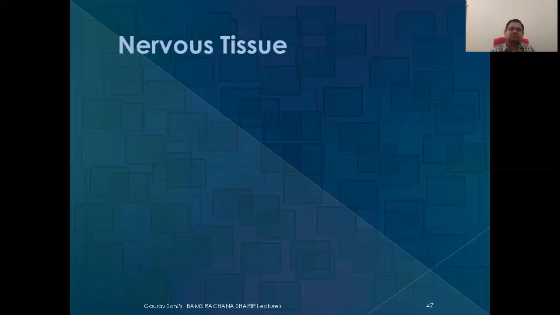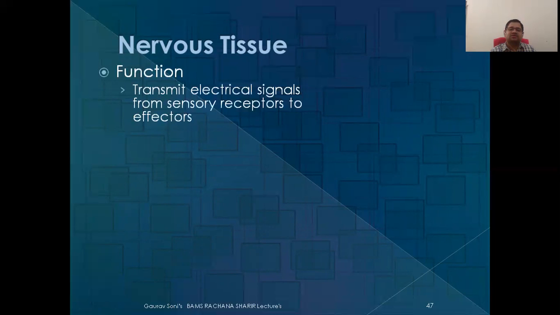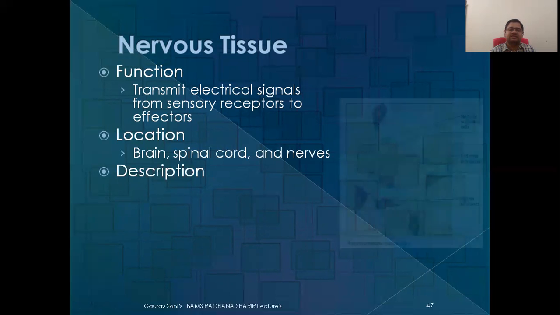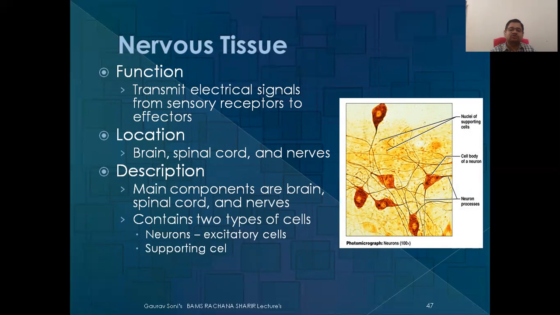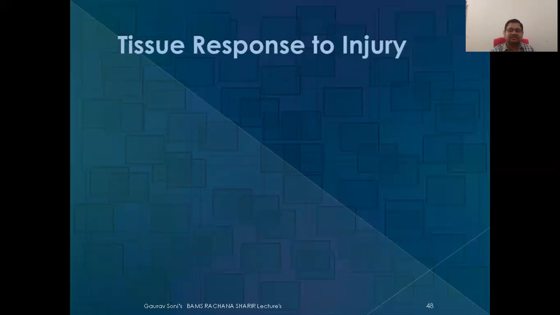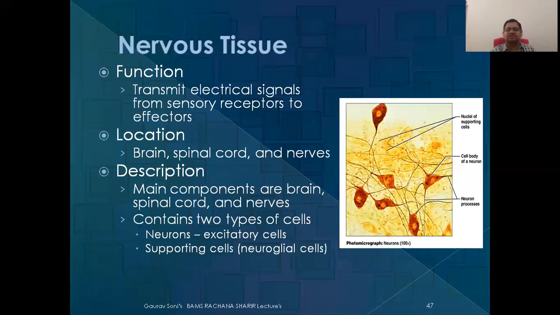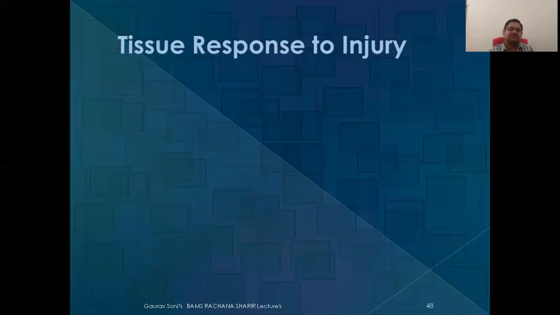Next type of tissue is nervous tissue. Function, transmit electrical signals from sensory receptors to effectors. Location, brain, spinal cord, and nerves. Description, the main components of brain and spinal cord contain two types of cells, neurons and supporting cells, that is neuroglial cells. So here also it's a big topic. All the topics like blood tissue, muscle tissue, nervous tissue have to be dealt with in separate lectures, which we are going to do very shortly.